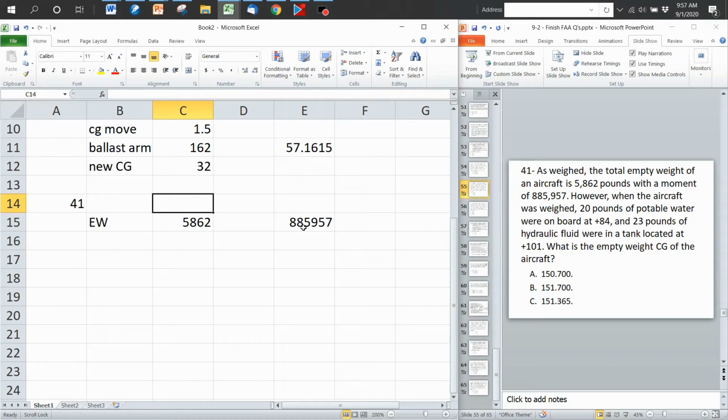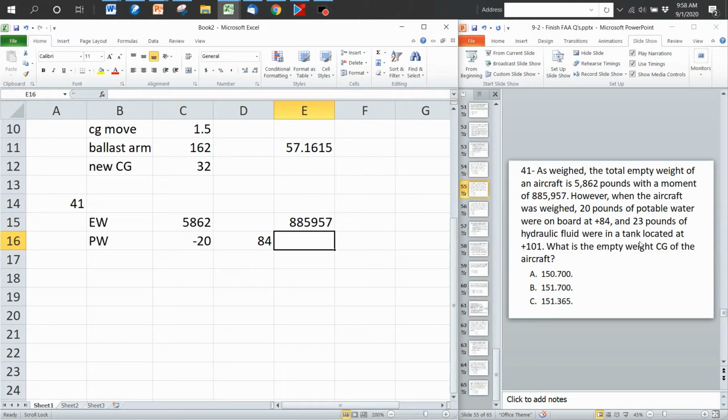Now they said when the aircraft was weighed, there was 20 pounds of potable water, PW, and that 20 pounds is coming off, right? Because potable water is not part of the empty aircraft. So we take 20 pounds of potable water off of our aircraft, and it's at 84. And then they say we have 23 pounds of hydraulic fluid where a tank is located at 101 inches. What's the empty weight of the aircraft?